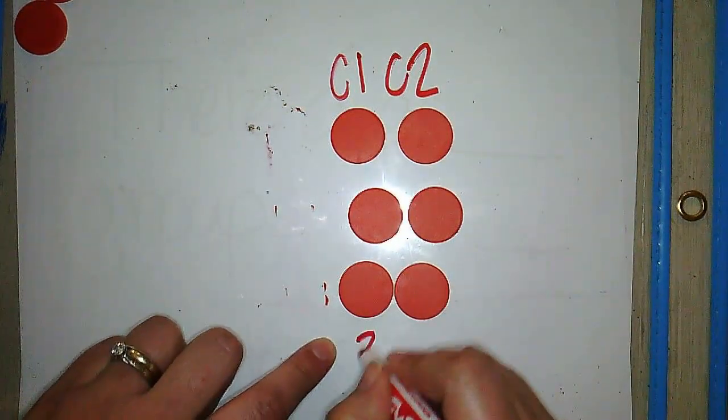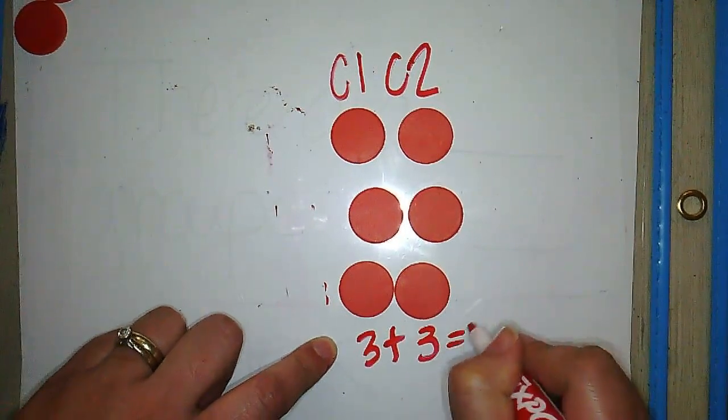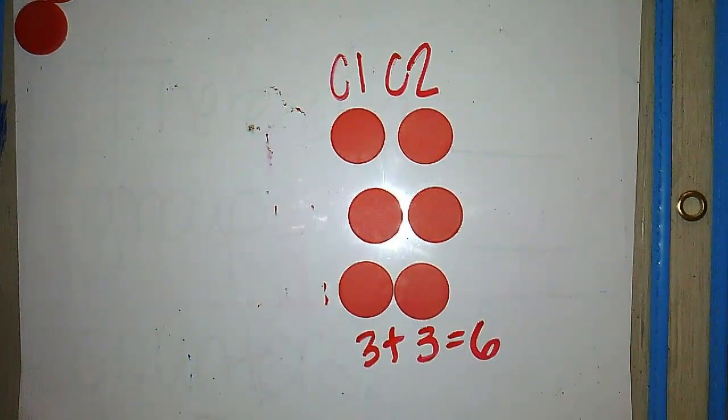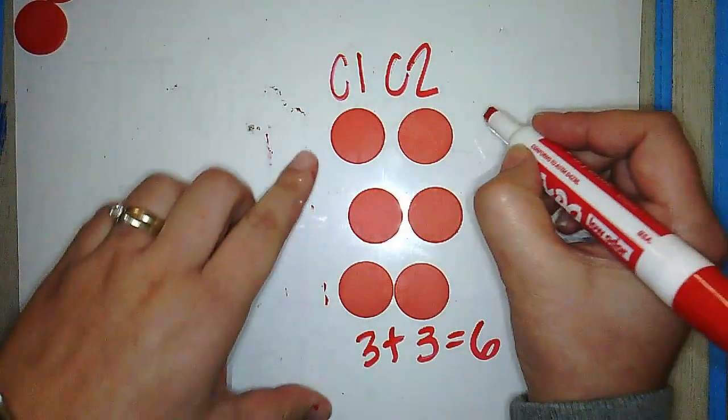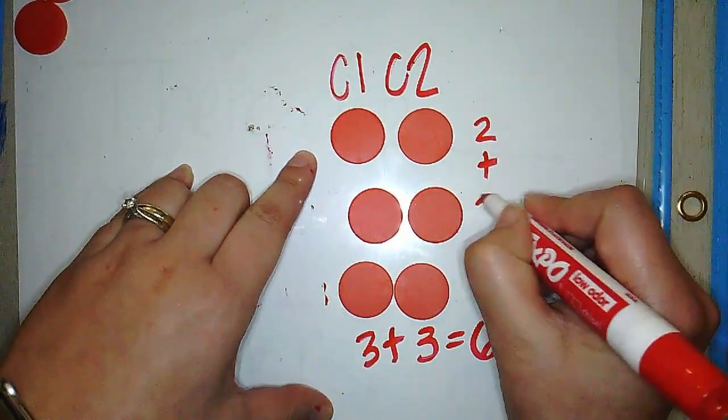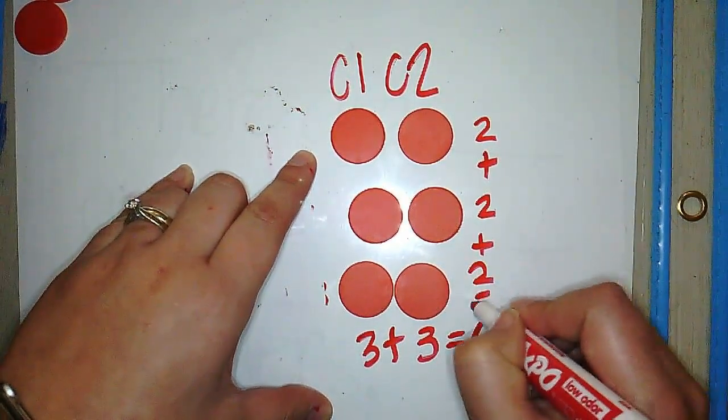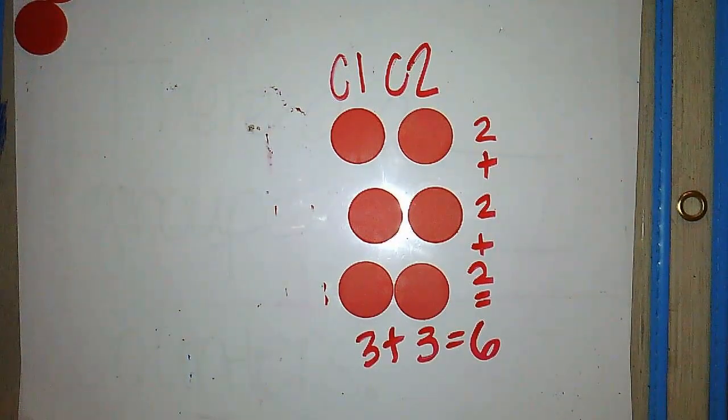We can say 3 plus 3 equals 6. And you can also say 2 plus 2 plus 2 equals 6. Boys and girls, did the number of counters change when we organized them into rows of 2? No, it didn't. So we're going to continue practicing making arrays, boys and girls, in class.